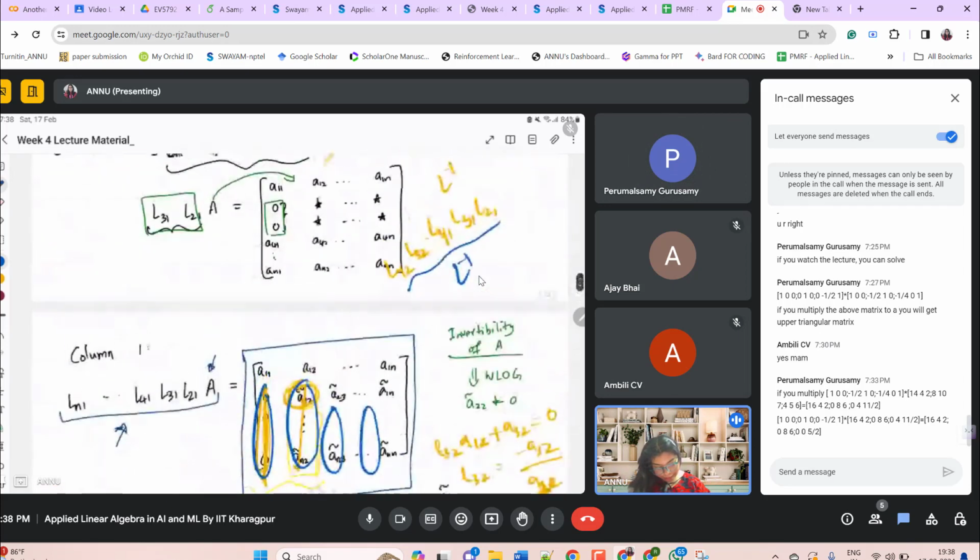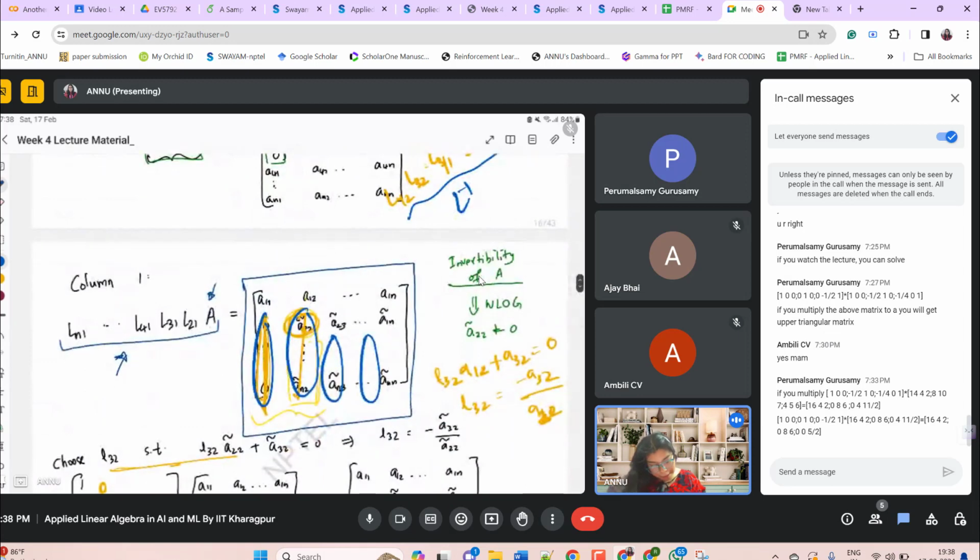But what we are trying to do: this is a matrix A, and this is a non-zero value. Now we are trying to make these values 0. First, this is what? L21. This is what? L31. This is L41. This is Ln1. We are trying to make this L21, L31, L41, like this.